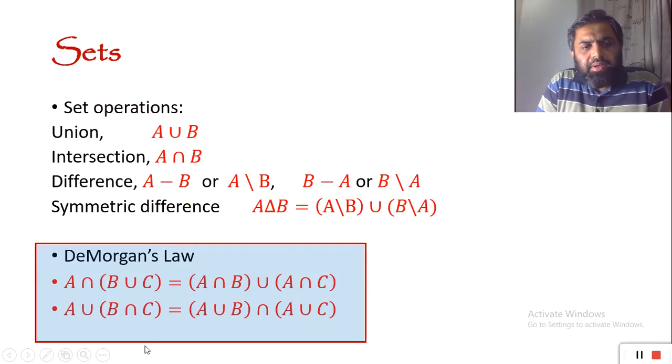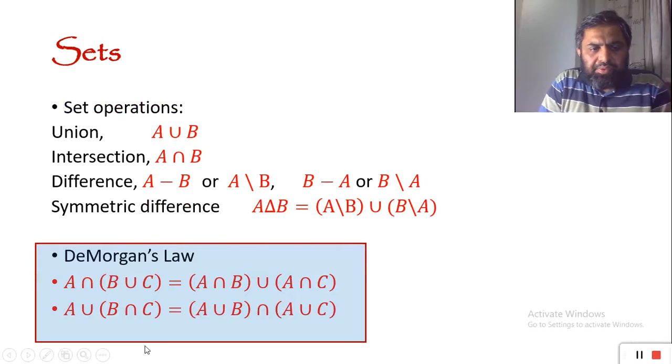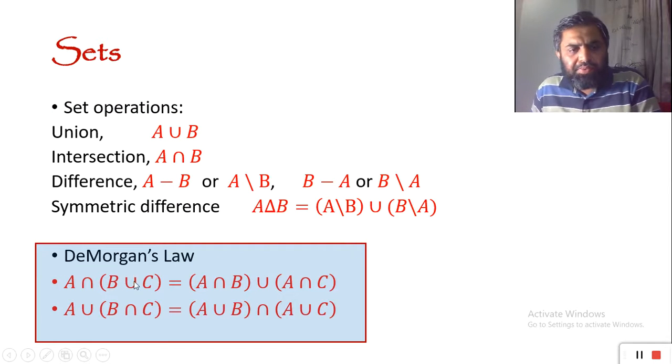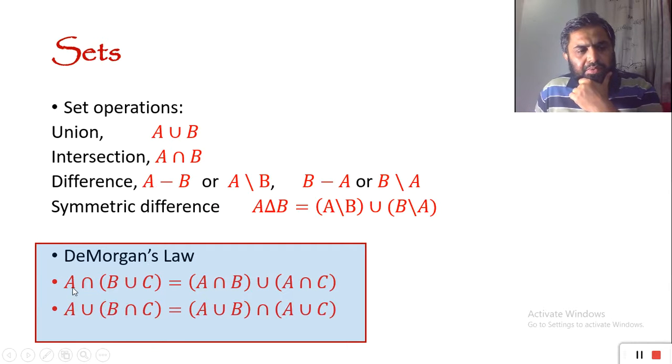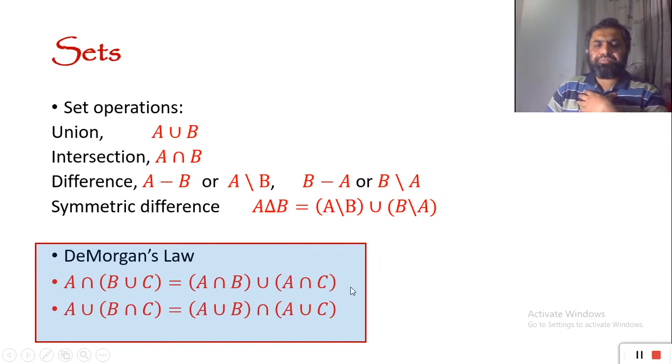One important property about set operations is De Morgan's law. This is like a distributive property of intersection over union or union over intersection. So we have two laws of De Morgan. A intersection B union C is the same as A intersection B union A intersection C, and the other is A union B intersection C is the same as A union B intersection A union C.